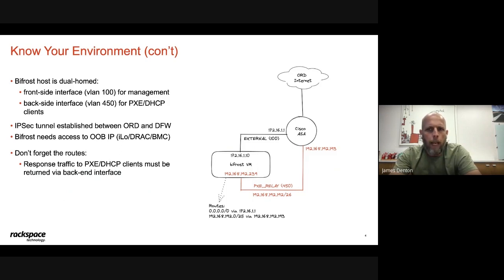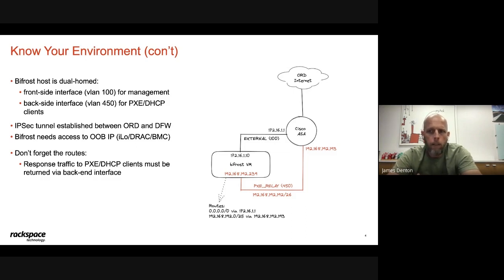The former is the black line named external. The DHCP interface is the red one named PXI relay. The management interface is not only used to reach the Bifrost host itself for management, but to allow that host to reach out and tickle the out-of-band interfaces of the Baremetal hosts for power on and reboot commands.